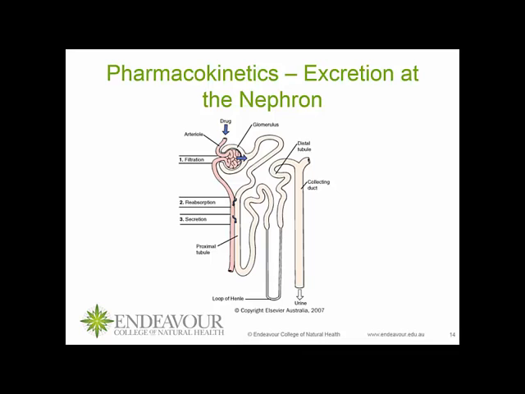Now looking at the excretion at the nephron. So what we have is the drug coming through the blood into the glomerulus. A drug which has been metabolized into a more water-soluble form will cross over into the glomerulus, whereas the drug which is bound to the protein will still remain in the blood system.